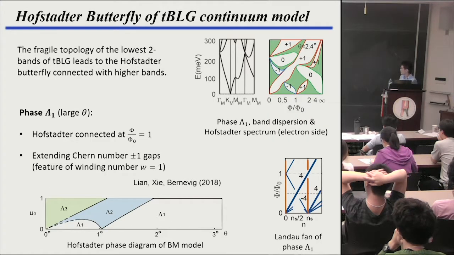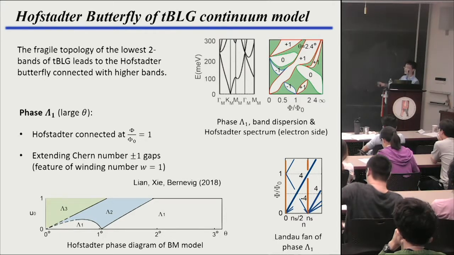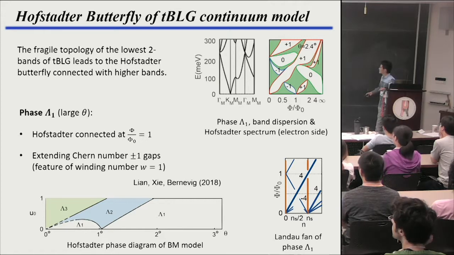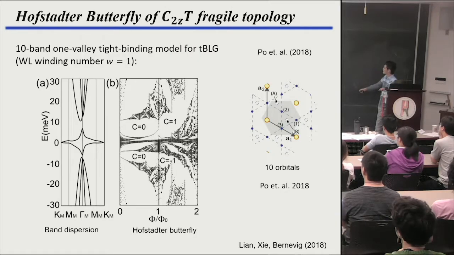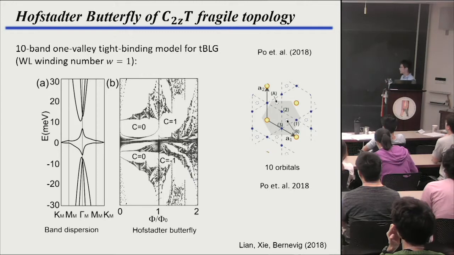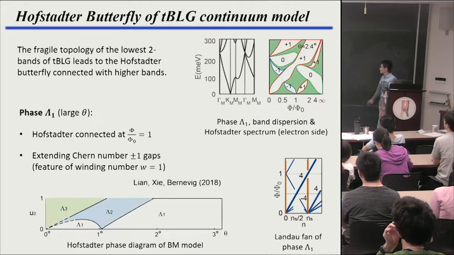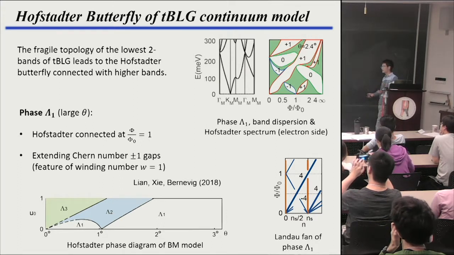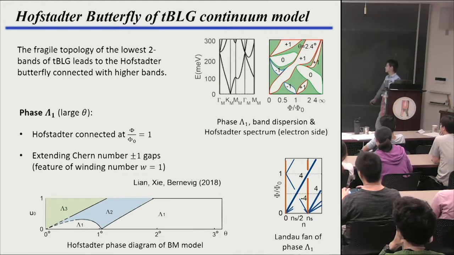If we look at the actual model of twisted bilayer graphene, the continuum model, this is a one-valley continuum model. You can also look at the Hofstadter butterfly, but in this case, it's a little bit different from tight-binding models. For tight-binding models, Hofstadter butterflies are usually periodic. Once your smallest hopping loop gets two pi flux again, your Hofstadter butterfly completes one period. But for a continuum model, this twisted bilayer graphene continuum model can be thought of as having infinitely many orbitals in one Brillouin zone. So in this case, the Hofstadter butterfly doesn't have a period.